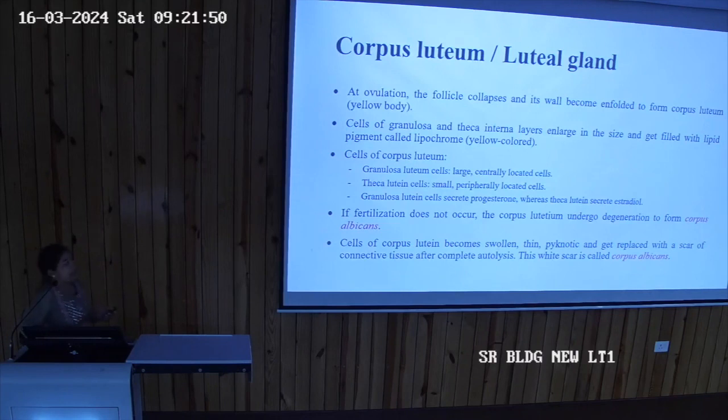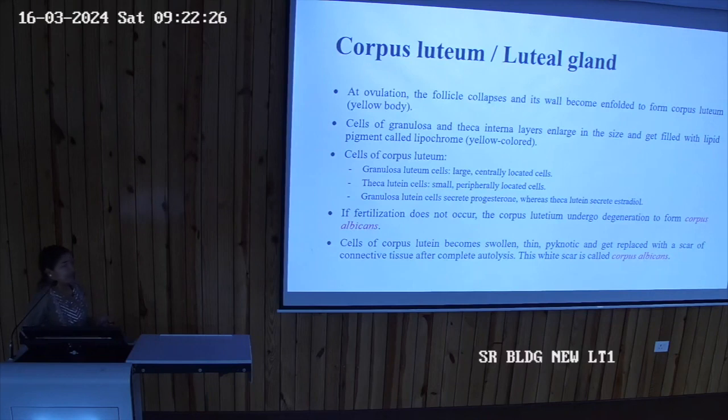So at ovulation, the follicle collapses and its walls become enfolded to form the corpus luteum. Now the cells of the granulosa which are still there and the theca interna layer are enlarging in size and filled with the lipid pigment which is called lipochrome. Now what are the cells of the corpus luteum? They are granulosa lutein cells and theca lutein cells. The granulosa lutein cells secrete progesterone, while the theca lutein cells secrete estradiol.